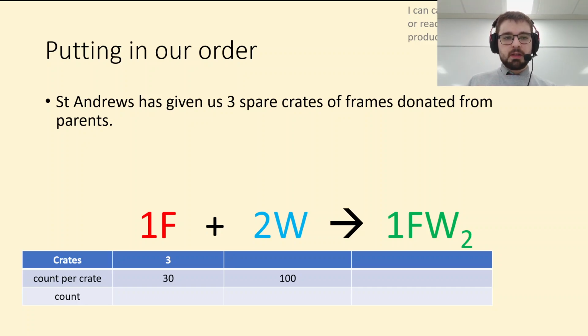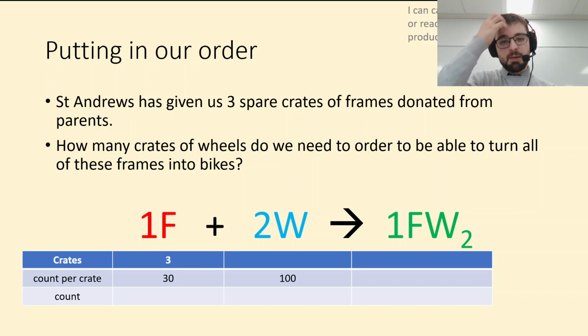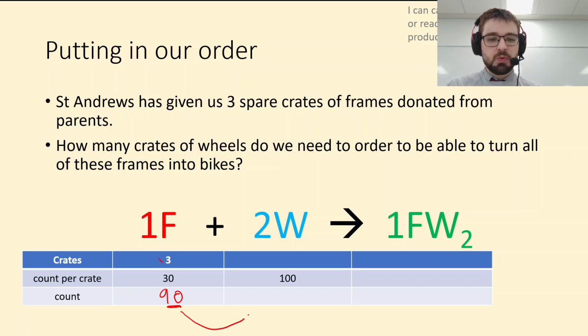So let's say a school has given us 3 spare crates of frames. How many crates of wheels do we need to buy to turn all of the frames into bikes? So we've got 3 crates, and there's 30 frames per crate. So overall, we're going to have 90 frames. Now, from this, if we know how many frames there are, we can figure out how many wheels we're going to need. If we have 90 frames, there's a ratio of 1 to 2, or again, you could multiply it by 2 over 1. We're going to need 180 wheels to combine with the 90 frames.